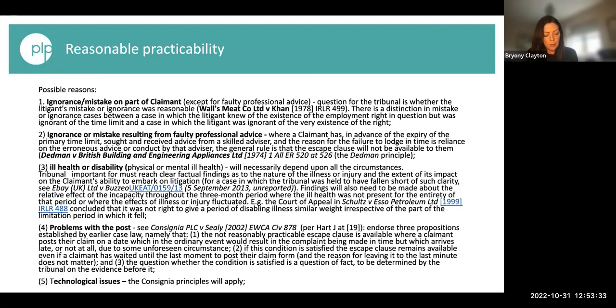Fourthly, problems with the post. Bharat's already referred to the Consignia and Seeley case. So 3 propositions really. The not reasonably practicable escape clause is available where a claimant posts their claim on a date which in the ordinary event would result in it being made in time. And if it arrives late or not at all due to an unforeseen circumstance, if that condition is satisfied, the escape clause remains open, even if the claimant's waited to the last minute. And the question of whether the condition is satisfied is a question of fact.